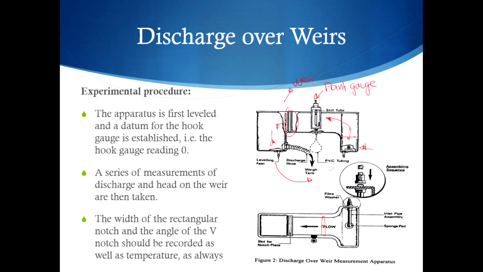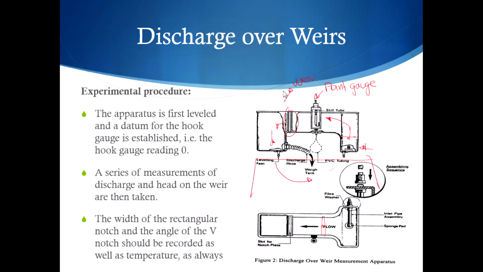So the apparatus is first leveled and a datum for the hook gauge established. The hook gauge reading is 0. So what basically says that we will have our hydraulic bench here, and then we have basically to level the instrument to 0 degrees to have better measurements. So that could be in the discussion. One part of the calibration of the system is that we need to level the open channel flow apparatus. Then a series of measurements of discharge and head on the weirs are then taken. And then once the instrument is calibrated, we can start taking measurements at a certain flow rate.